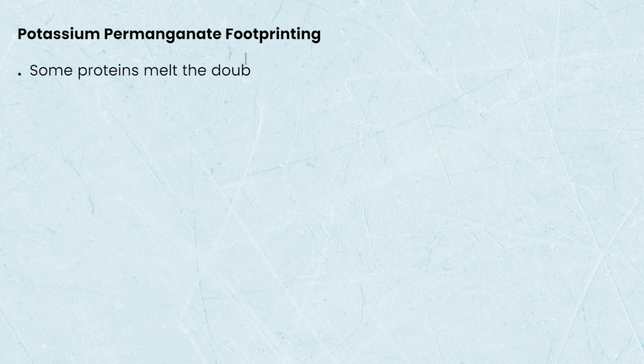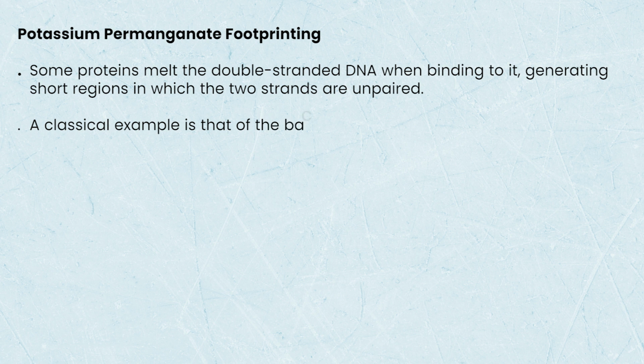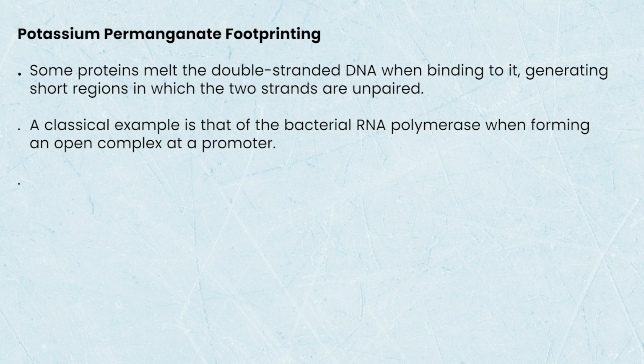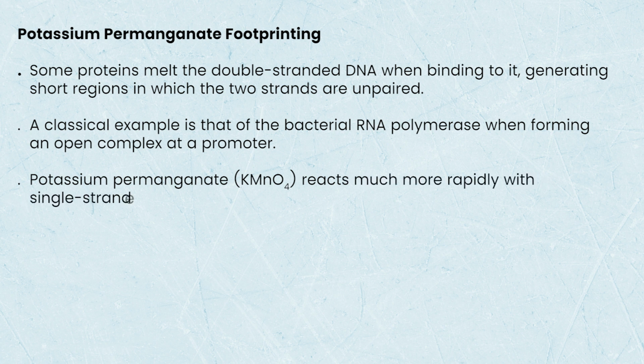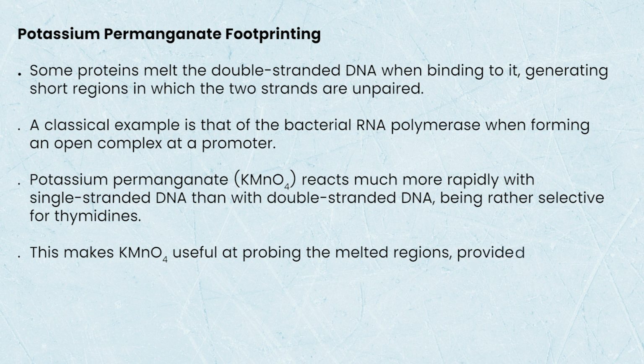Now, potassium permanganate footprinting. Some proteins melt the double stranded DNA when binding to it, generating short regions in which the two strands are unpaired. A classical example is that of the bacterial RNA polymerase when forming an open complex at a promoter. Potassium permanganate reacts much more rapidly with single stranded DNA than with double stranded DNA, being rather selective for thymidines. This makes potassium permanganate useful at probing the melted region, provided that there are thymidines in it.